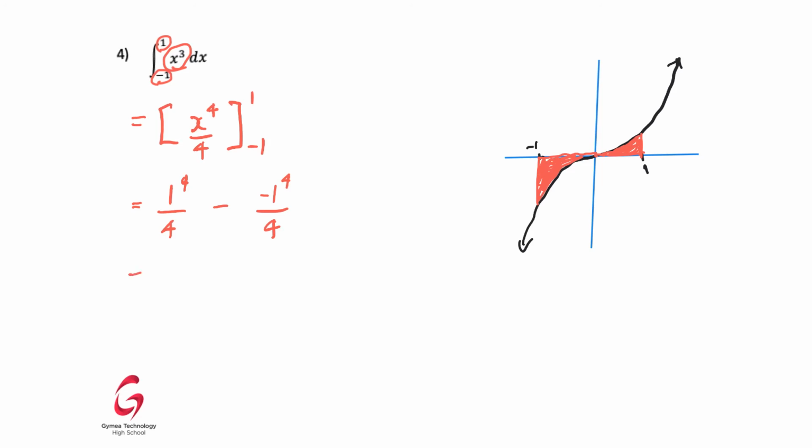Alright, so obviously what's going to happen here, we're going to be getting a quarter, take away 1/4, because this value up here is going to become positive because it's an even power. Alright, so essentially what we've got is an answer of 0. Is that right? We can't have an answer of 0, can we?